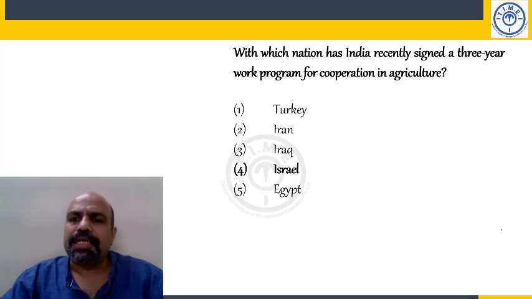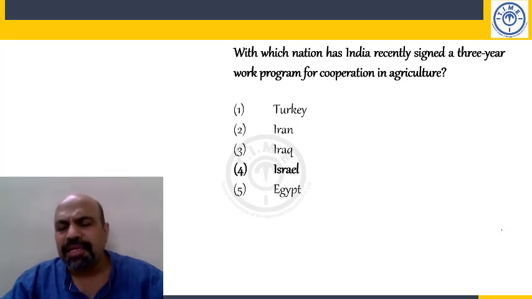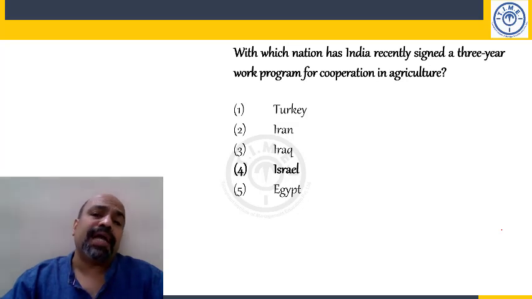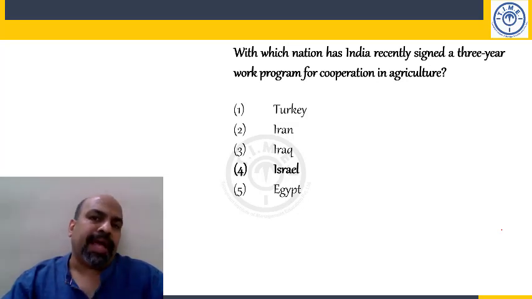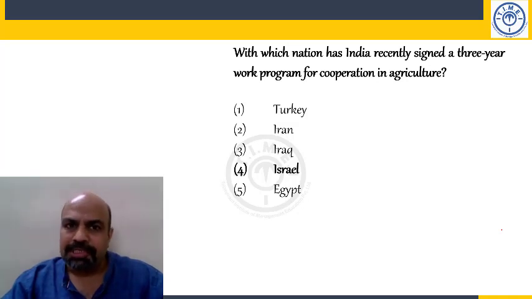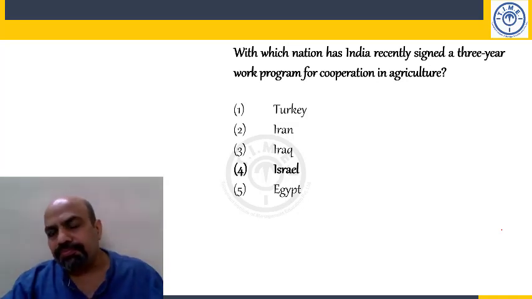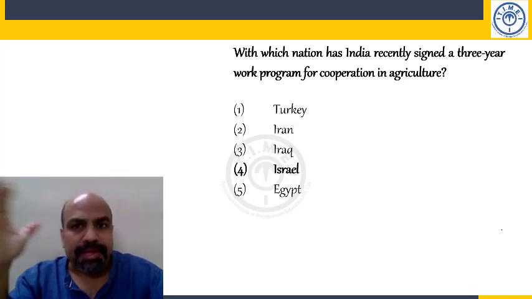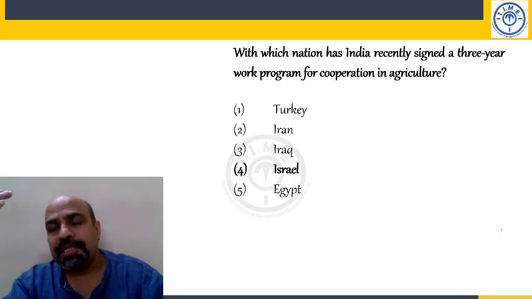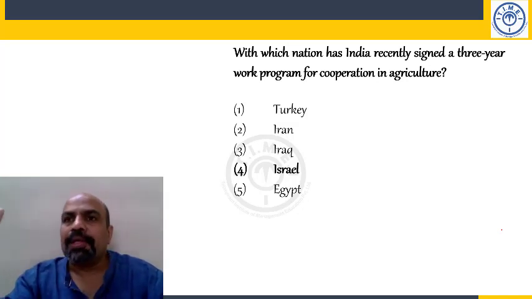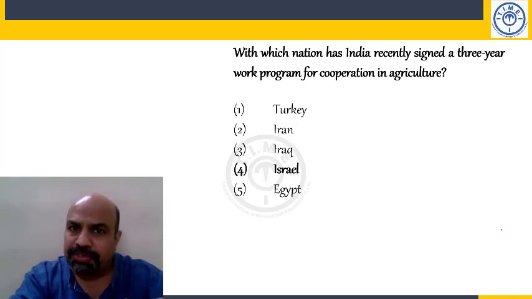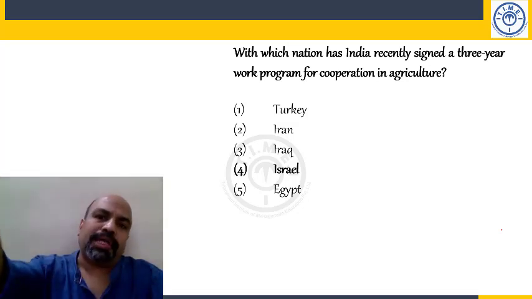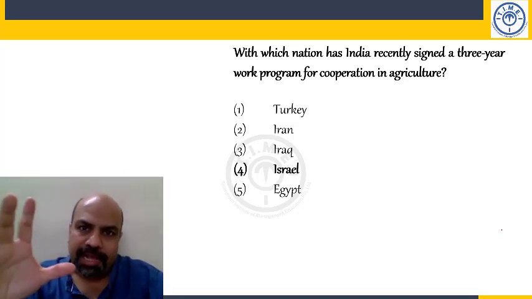With which nation has India recently signed a 3-year work program for cooperation in agriculture? Israel. Israel is a defense and agriculture superpower. The fact that it's a very tiny country, I don't have a map now. This tiny country is surrounded by Arab nations on all the sides, Muslim nations on all the sides. On its west, of course, there is the Mediterranean Sea. And back in those days, when the country began its journey in 1948, there was this Egypt.